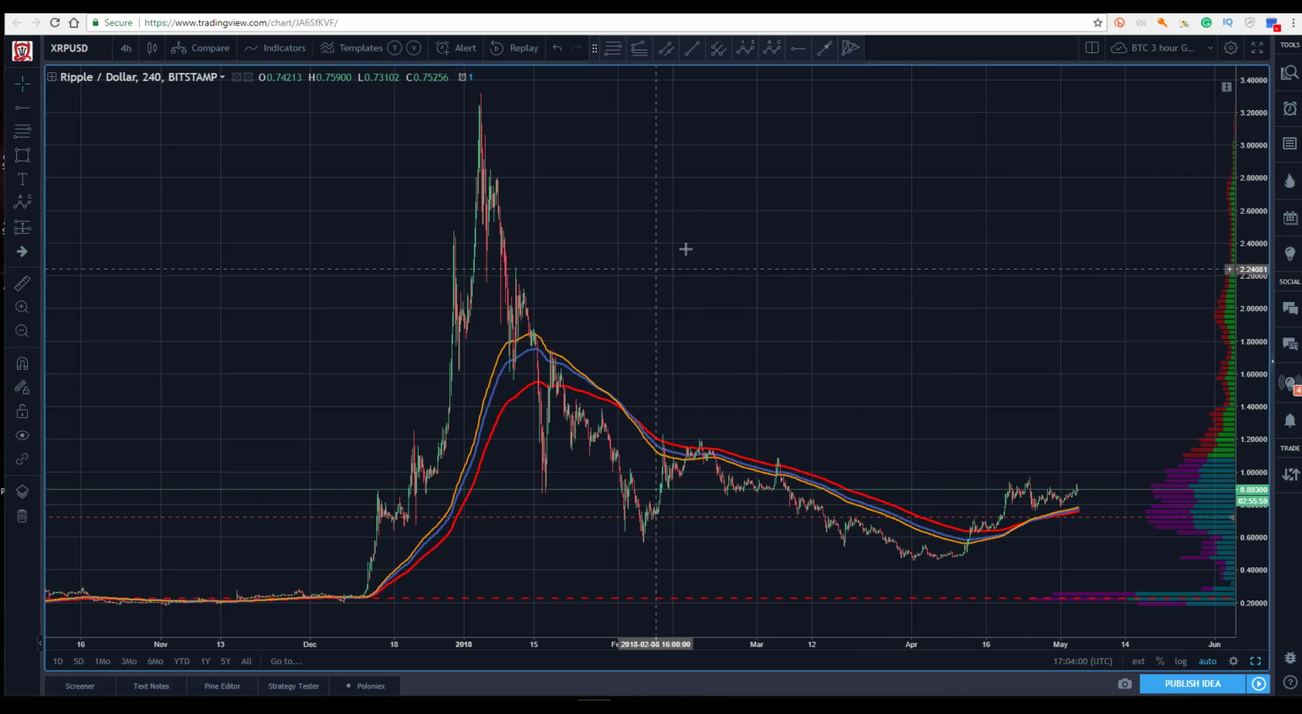Next up, we're going to take a look at Ripple to the US dollar. Now, we haven't looked at this in a bit. It's been a couple of weeks at least. So I've got it here. This is Ripple to the dollar on Bitstamp. Now, I'm looking at a longer term view.